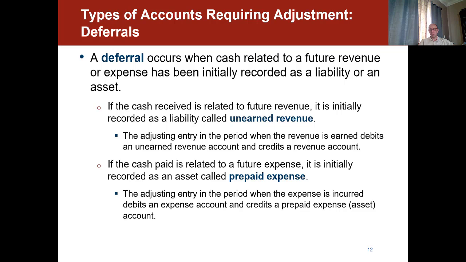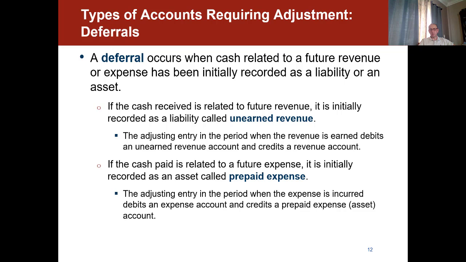And this happens when a client or a customer pays me for a service before I provide them with the service. And this happens in many cases. Like always remember when you pay your cell phone service ahead of time, like you have the prepaid cell phone. So a prepaid cell phone, from the company's perspective, is unearned revenue until you start making the calls. So the adjusting entry in the period when the revenue is earned debits the unearned revenue account and credits the revenue account. And we'll see that in the next table.